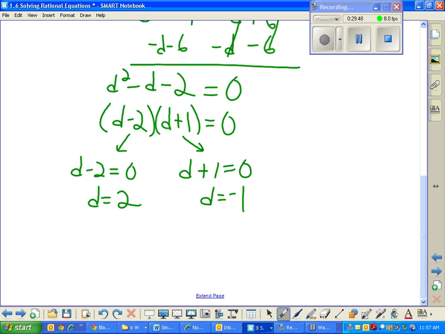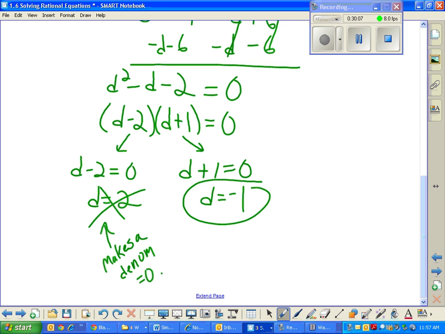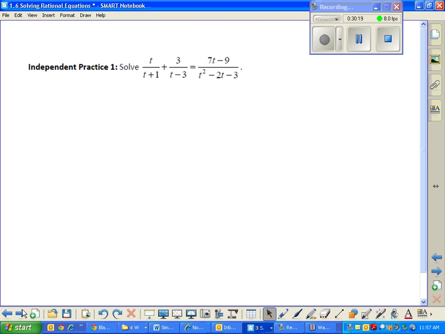So 2 doesn't work. Very good. Yay. That answer right there makes a denominator in the original equation equal 0. And we can't have that. Nobody can divide by 0. It's undefined. So the answer to this problem is -1. Questions about that? All right, you have one to do all by yourself. And then that'll wrap up our lesson for today.